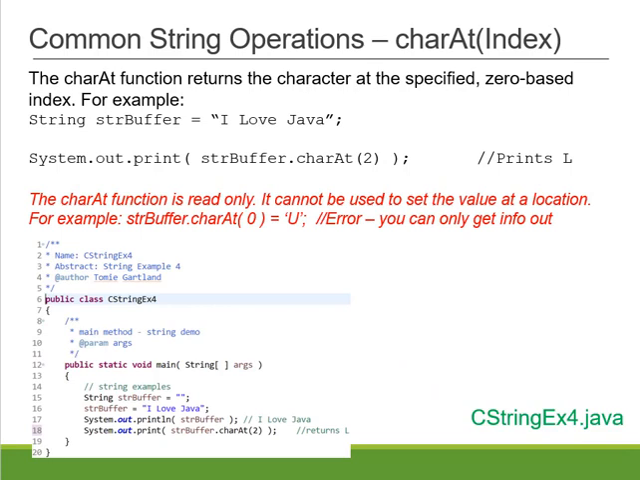Use the charAt function to return the character at a specific index. Remember, the index starts at 0. In this example, we want to obtain the character at index value 2 in the string of I love Java. Line 18 on the screen will show you the uppercase L. I do want to note charAt is read-only, so you cannot use this for string manipulation.